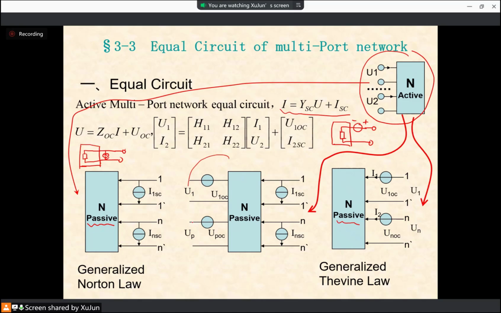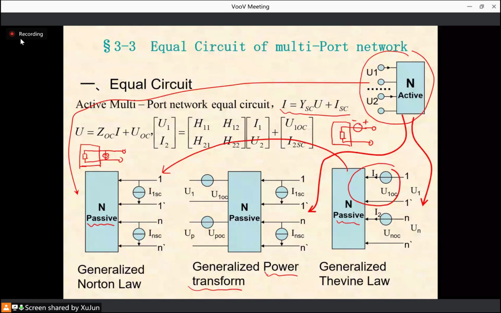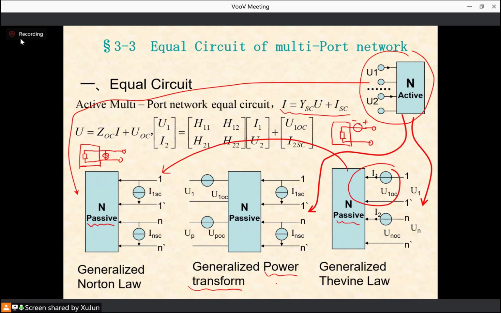And for this network, it's a generalized power transform. What does this mean? It means from the right figure to the left figure, we transform some of the ports to current sources, but some of the ports are still left. This I2 is still left. So we call this a power transform, meaning from the voltage source to the current source.